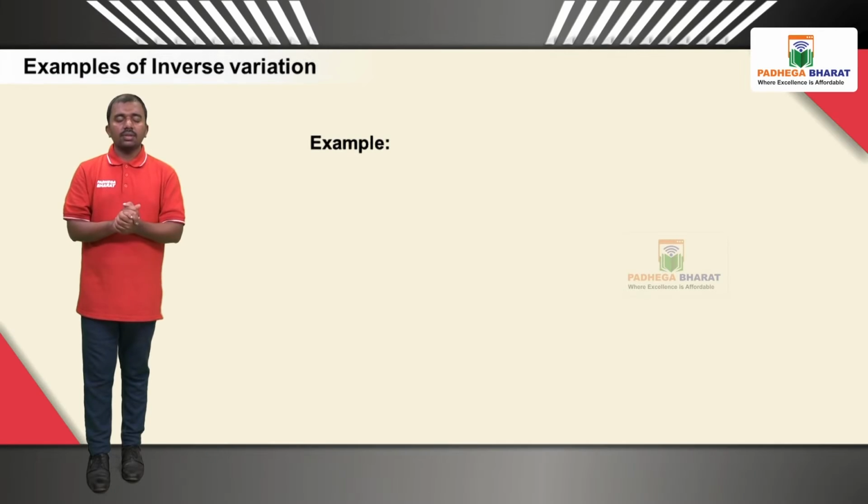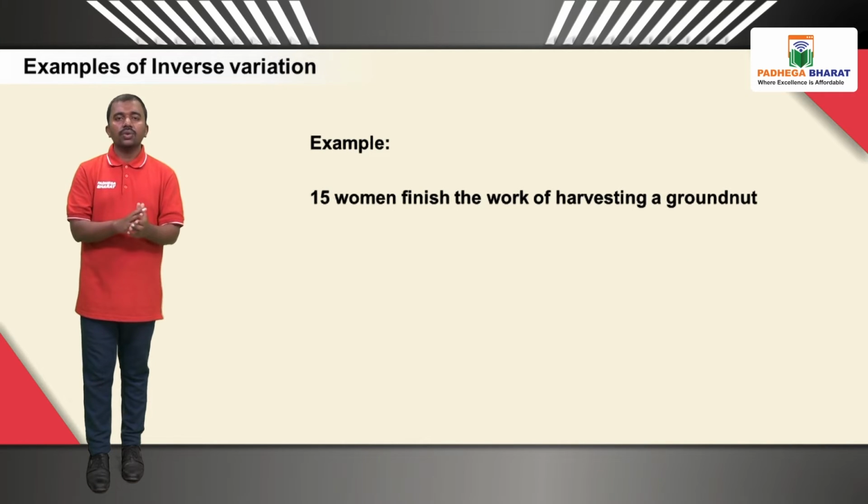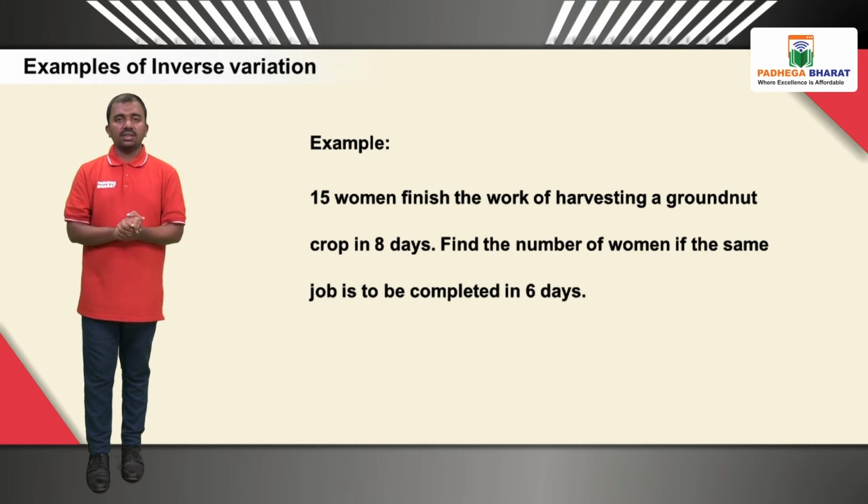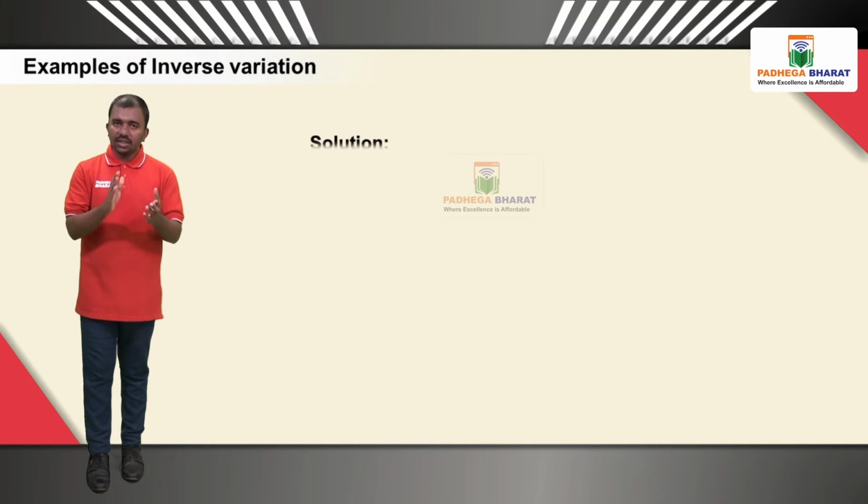Let us take one example. 15 women finish the work of harvesting a groundnut crop in 8 days. Find the number of women if the same job is to be completed in 6 days. So let us see the solution.